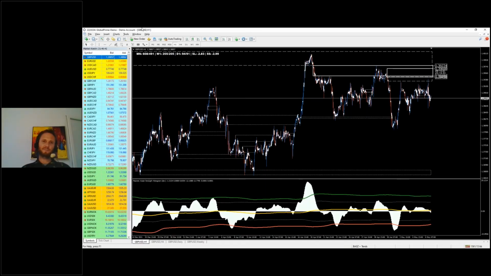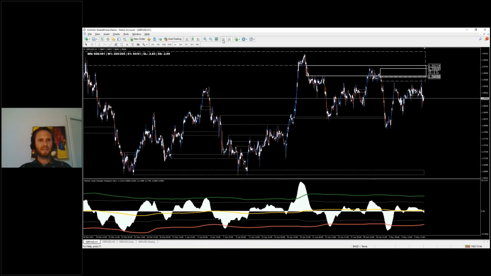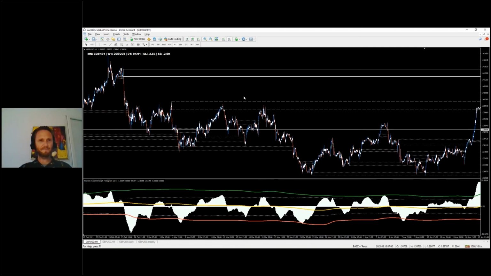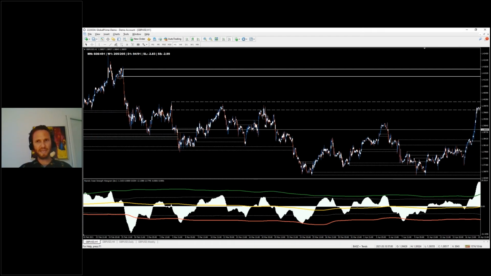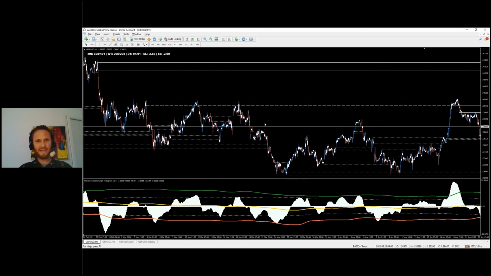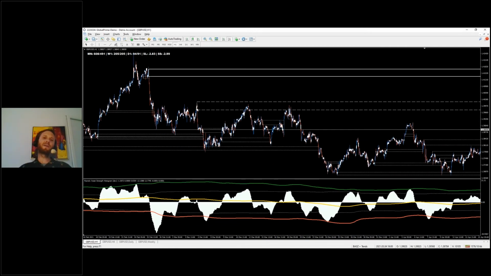And if we look, this is a really good example. Look at this one here. We had this one here, and price left. Then we had this one here. Price went up to this level, and it left, and it came up again, and it left. Okay, so what's happening here?